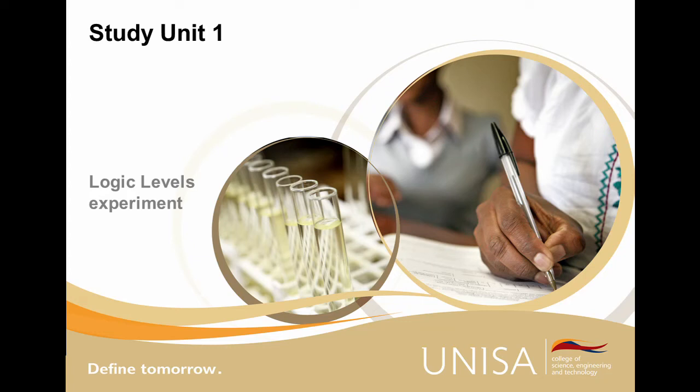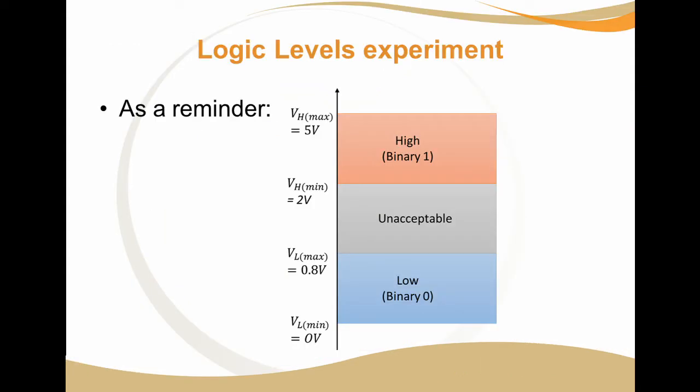So I've decided to just make a little video to illustrate some points on logic levels. I created a little experiment that uses your practical equipment that you should all have. And just as a reminder, these are the logic levels: between 0 and 0.8 is a 0 and definitely 0, and between 2 and 5 is definitely a 1.